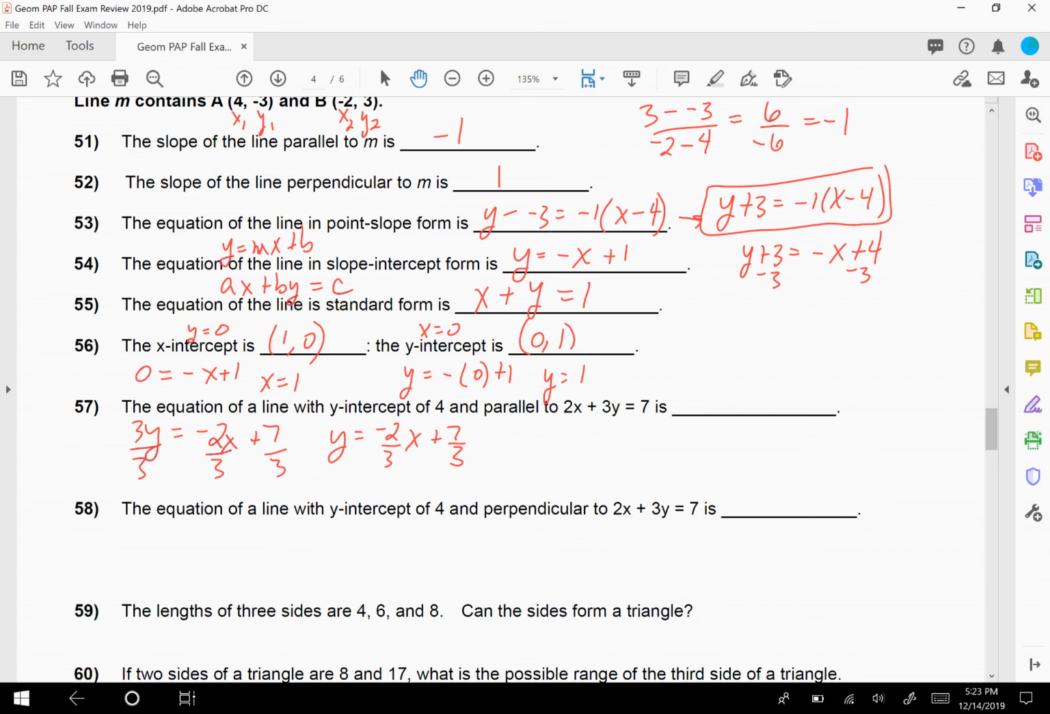All right, and so now they've already told us the new y-intercept we want, and now we have our slope because we want it to be parallel, so we want the same slope. So we have y equals negative 2/3 x plus 4. And there you go.